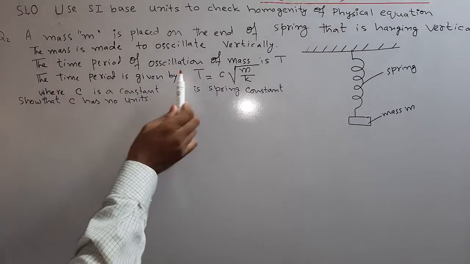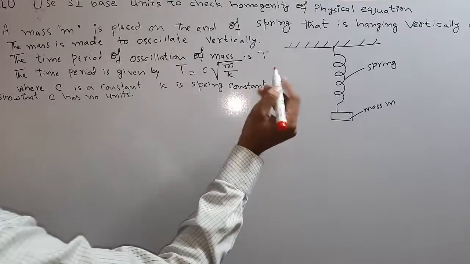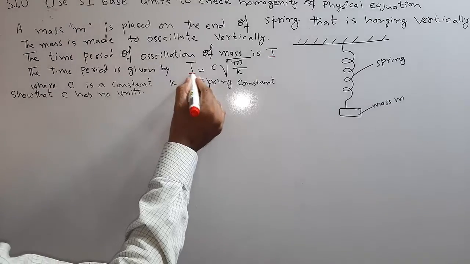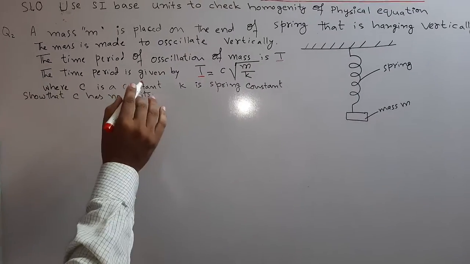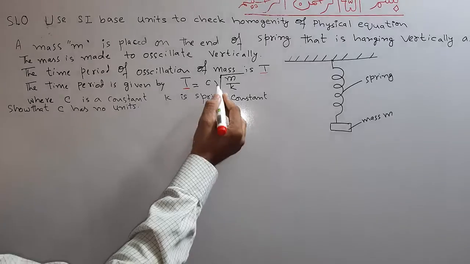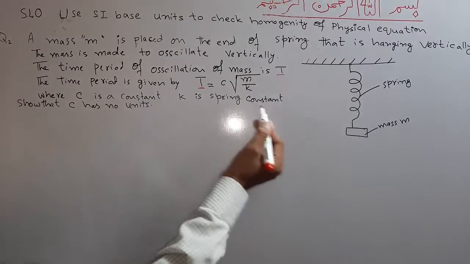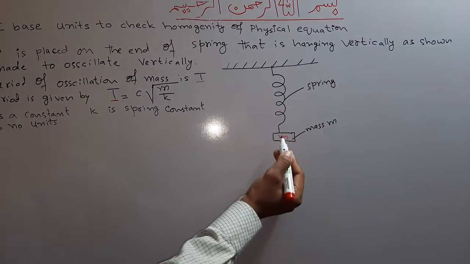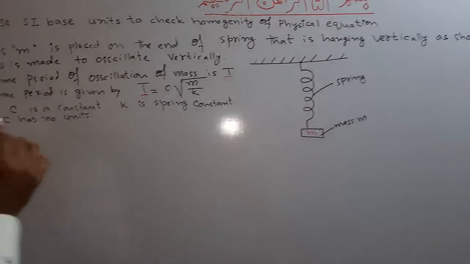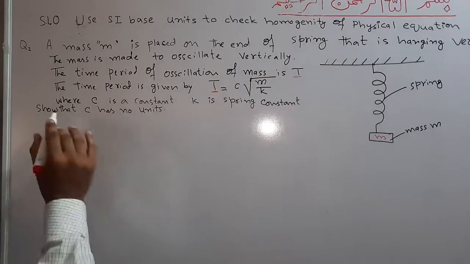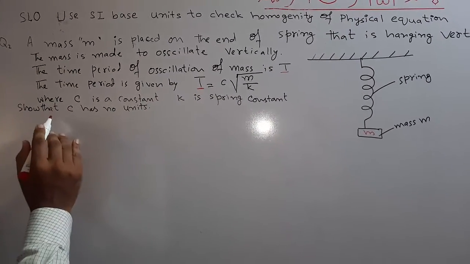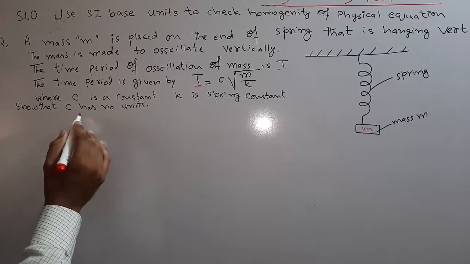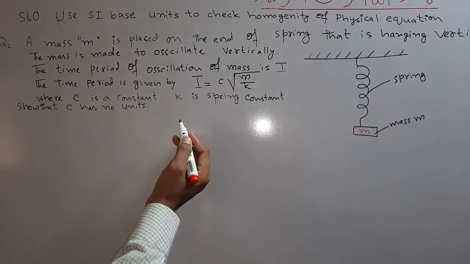The time period of the oscillation of the mass is t, meaning t is representing the time period, this one in the formula. The time period is given by t is equal to c times square root m over k. What is m? M is the mass that is attached to the spring, that is hanging vertically, while k is the spring constant. Again we have to show in this second question as well, show that c has no units.